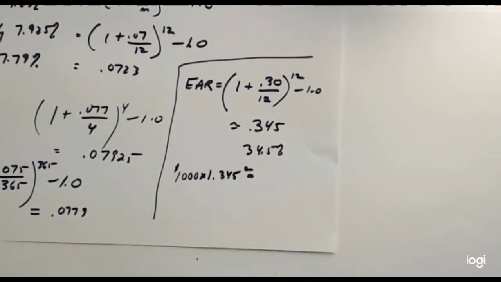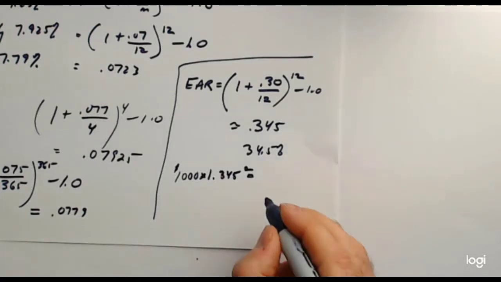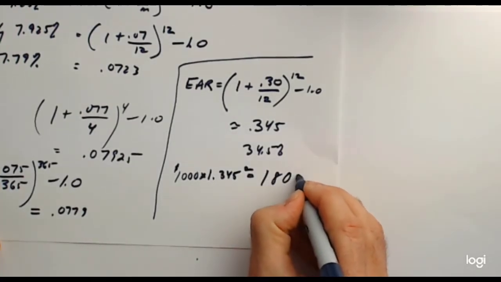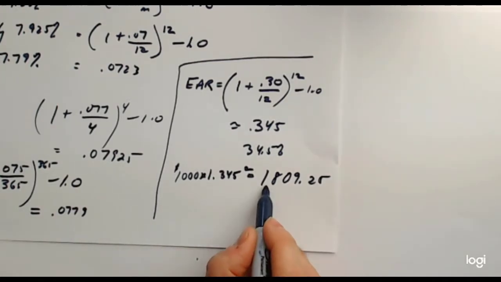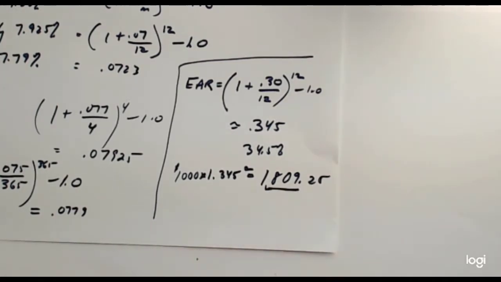And when you do that calculation, you'll get $1,809.25. In other words, you're going to have interest expense of $809.25. Whew, that's really high, especially in today's world. Interest rates are not that high. They've been kind of low for over a decade. They're starting to inch up now because of inflation possibly popping up.